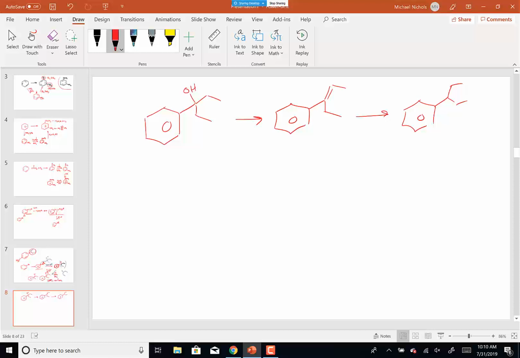Anybody have any ideas what I would add to either one of those? Yeah, and I probably want to protonate the OH, and to make the double bond, I'll want to apply some heat. So how do I convert an alcohol to an alkene? H2SO4 and heat. And then how do I convert the double bond, the alkene, to an alkane?